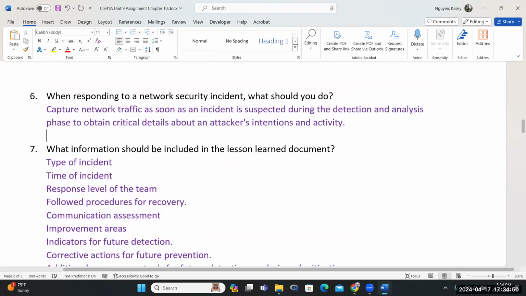All right, let's talk about 7. So what type of information should be included in your lessons learned document? This is the post-incident response, right? You need to put the type of incident that happened, the time, and we always put down UTC, not like Pacific Standard or whatever, right? UTC, because it is universal. It's not tied to the region. And your system is designed to record UTC. Even if it's not, we convert it. That's for forensics, and for this, we have to use universal time.